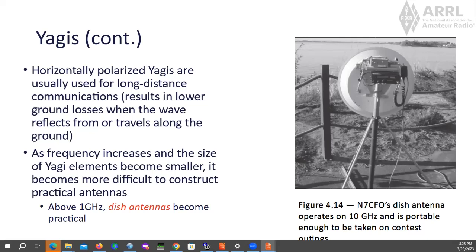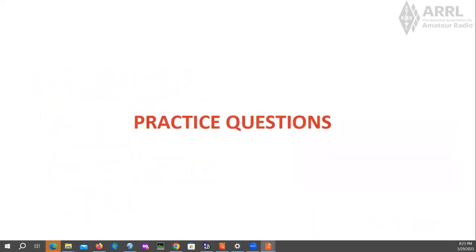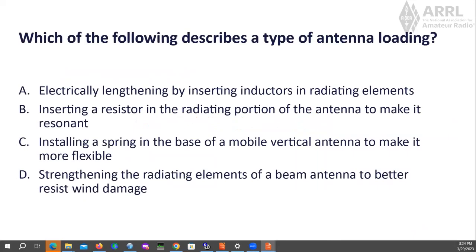And over on the right, figure 4.14, NCFO's dish antenna operates at 10 gigahertz and is portable enough to be taken on contest outings. With a good dish antenna like that, you may be able to get close to 20 dB of gain. And if you know that 20 dB is 200 times what you put into it, that's quite useful. Other numbers you don't need to know, but you'll want to later.